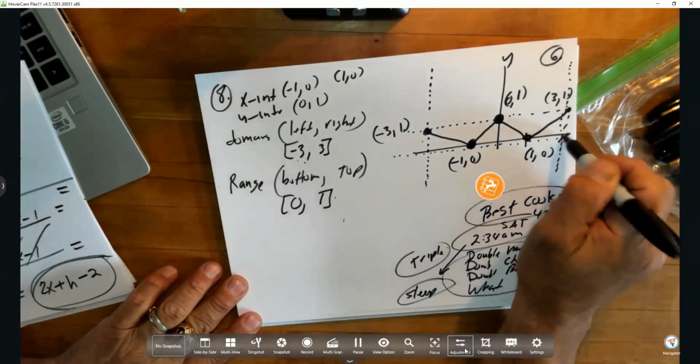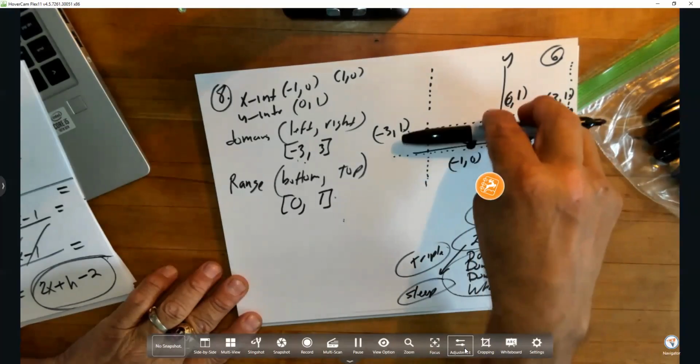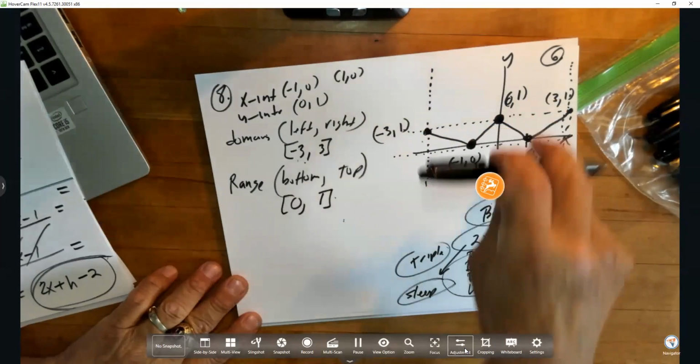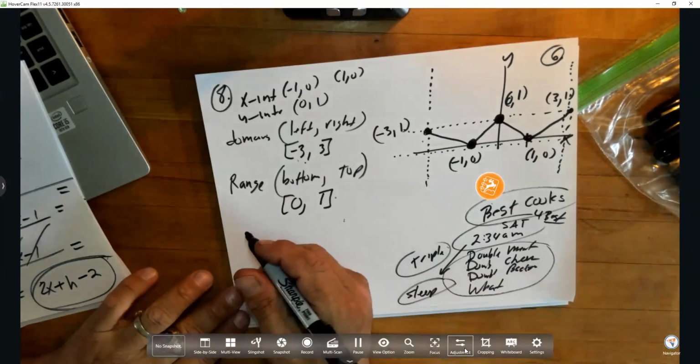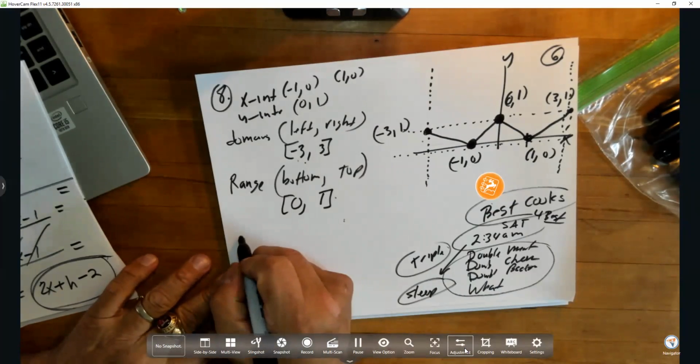Again, domain is left and right, and then range is up and down, like this. Does that make sense? Domain and range. That's all it means. Okay, everybody okay with domain and range right there? All right, so now let me look at the next question. It says, when is this thing increasing?